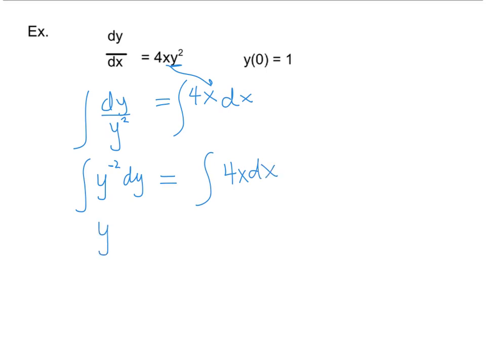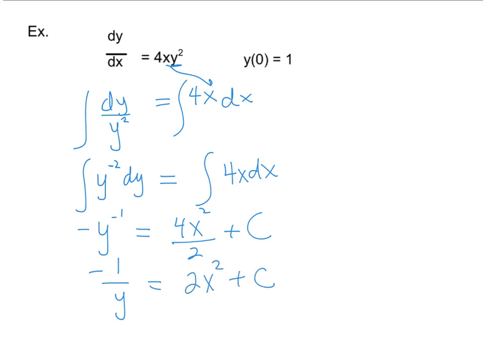So this is going to be y to the negative 1 over negative 1, and this is going to be 4x squared over 2 plus c. So negative 1 over y equals 2x squared plus c. My initial condition is the point 0, 1. So I have negative 1 equals 0 plus c. Now I know what c is. So negative 1 over y equals 2x squared minus 1.